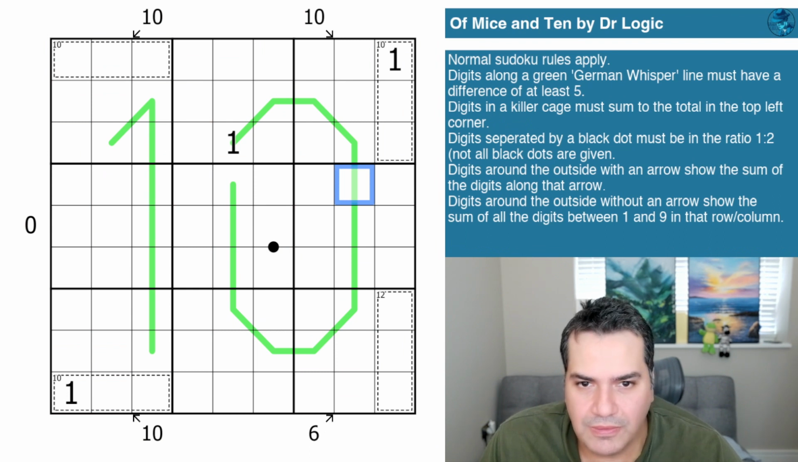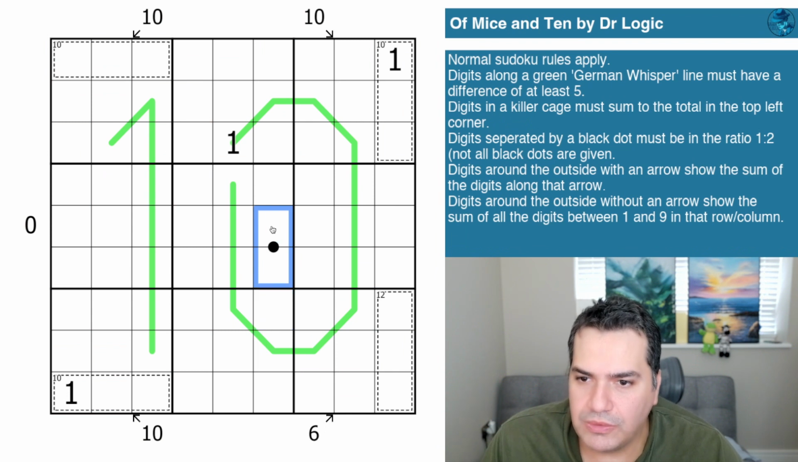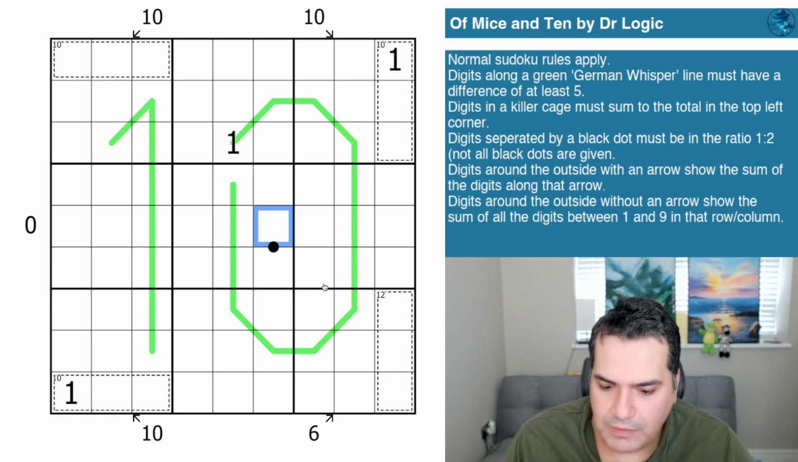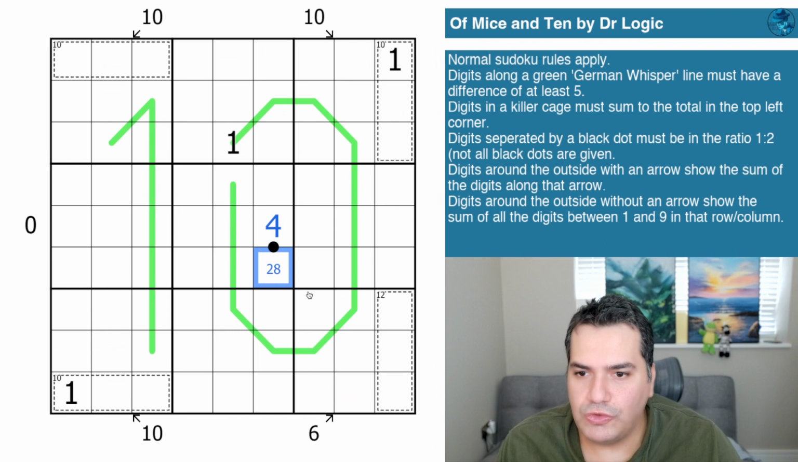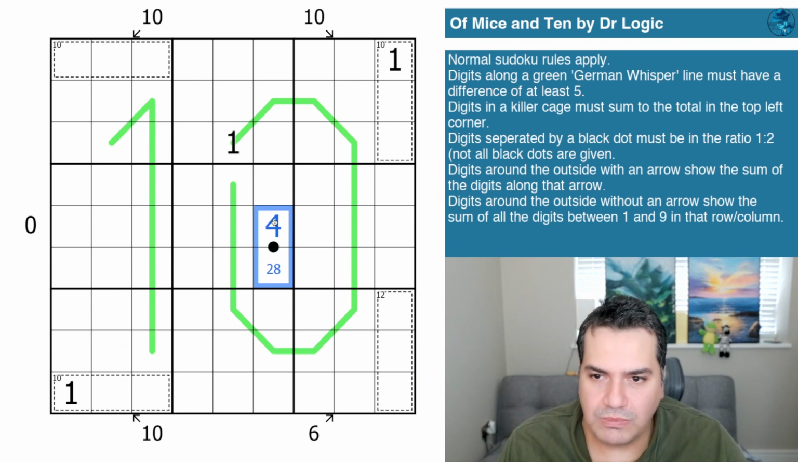I'm going to ruin it if you're going to try and play it on your own, so I will move rapidly on. Digits separated by a black dot must be in the ratio of 1 to 2, and not all black dots are given. There's only one of them I can see in the entire grid. So, for example, if this was a 4, this would have to be in a 2 to 1 ratio or a 1 to 2 ratio, which would be 2 or 8. So either multiplying by 2 or dividing by 2 to get to the 4.